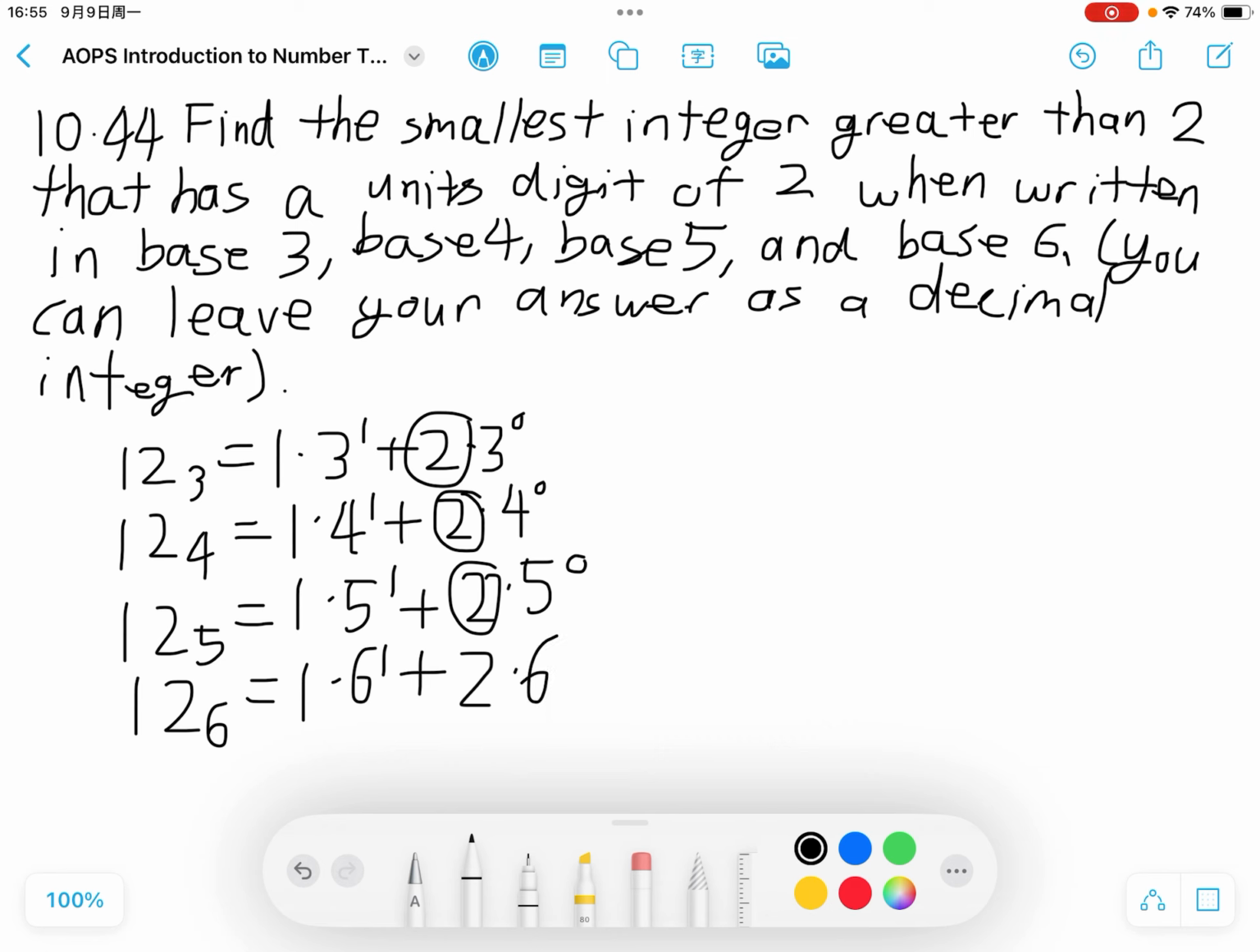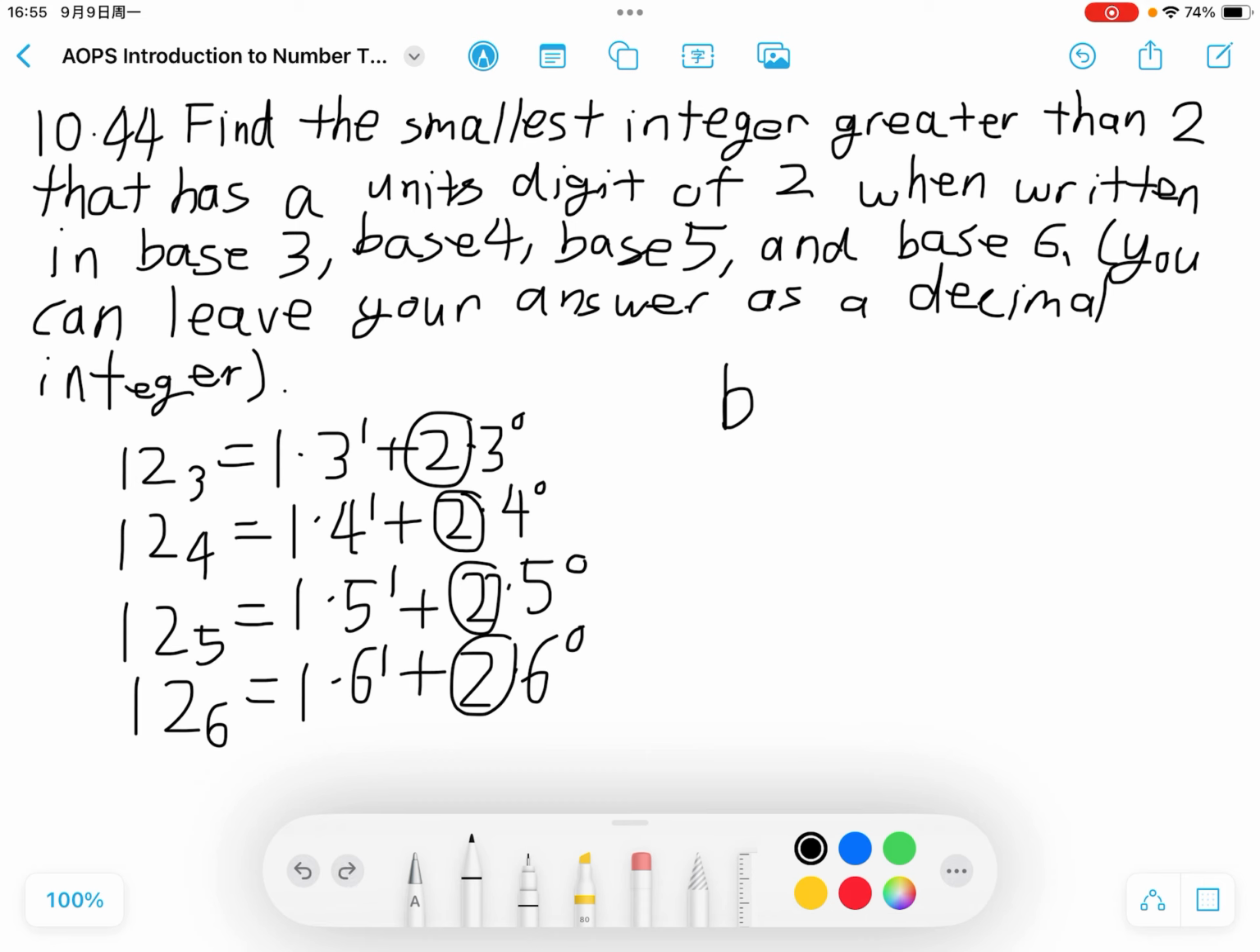So notice how all these numbers, in base 3, base 4, base 5, base 6, written with the next smallest number with a unit digit of 2, have 2 times the base to the power of 0. So if the base is b, then it has 2 times b to the power of 0 in it.